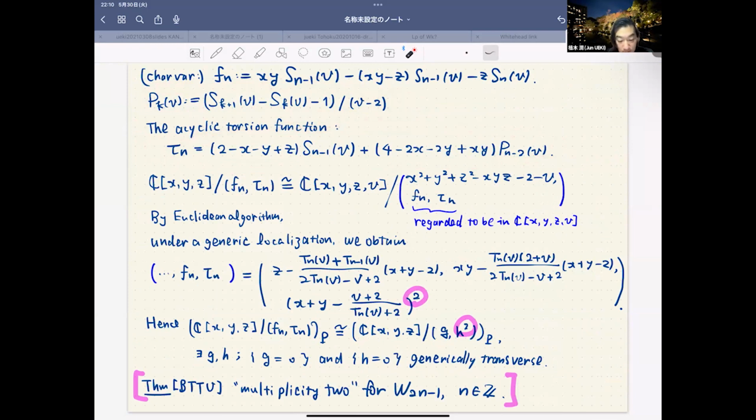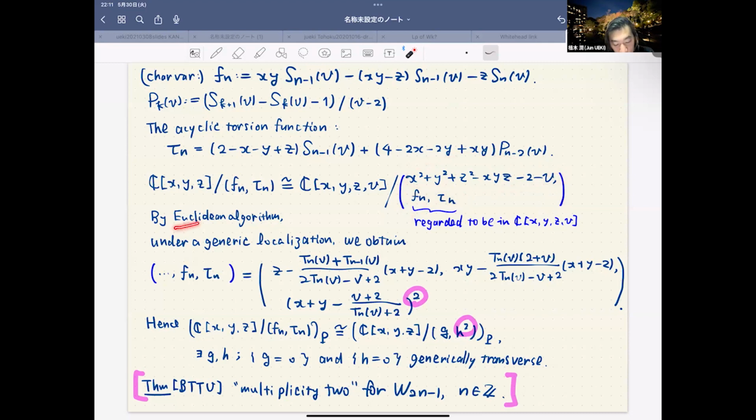But we can verify that the quotient of this point, I think this is also a polynomial. So we have that the quotient of the polynomial ring in x, y, z by the ideal generated by F_n and tau_n is isomorphic to the quotient of the polynomial ring in x, y, z by the ideal generated by these three polynomials.